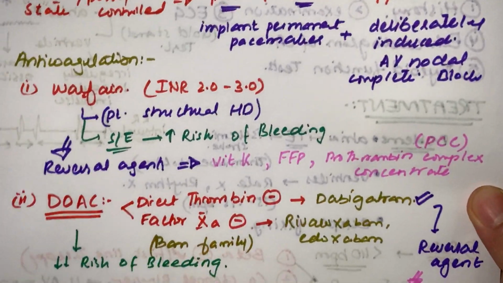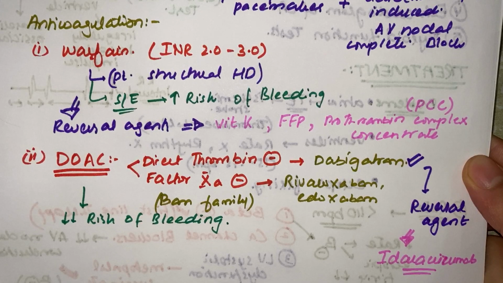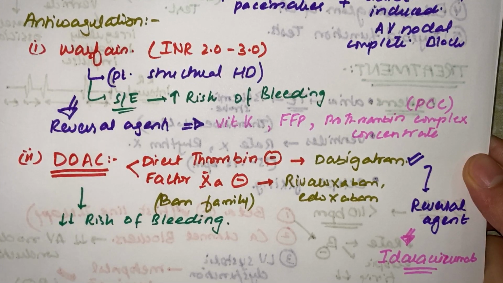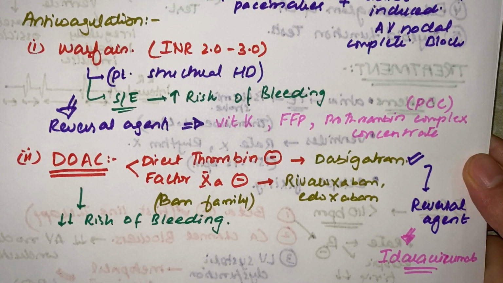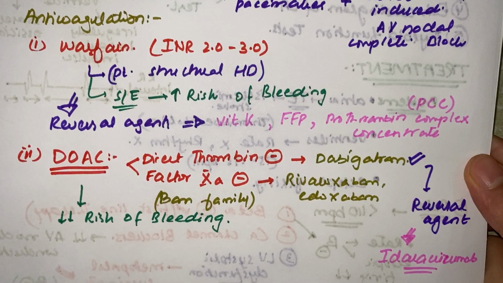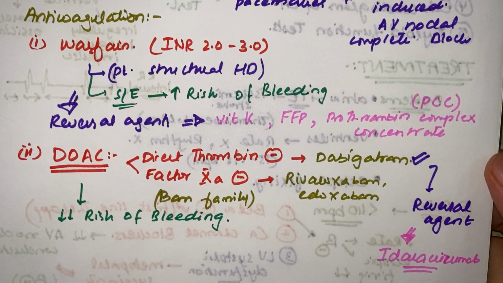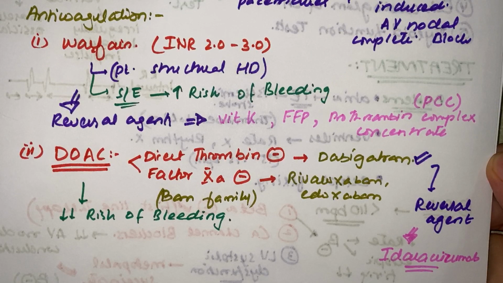For anticoagulation, which was the problem the patient was facing, we have two options. Warfarin, whose reversal agents are vitamin K, fresh frozen plasma, and prothrombin complex concentrate, but it has an increased risk of bleeding, so we prefer direct acting oral anticoagulants, which include dabigatran, rivaroxaban, edoxaban, etc. They have a low risk of bleeding, so they are preferred, and the reversal agent of dabigatran is idarucizumab. So this is the whole management of atrial fibrillation.